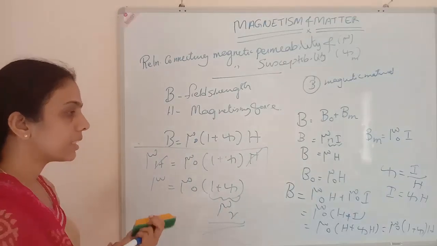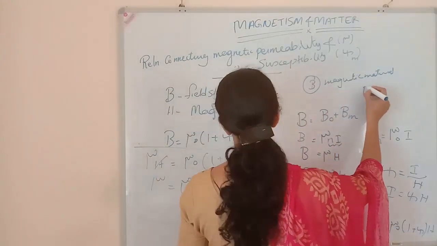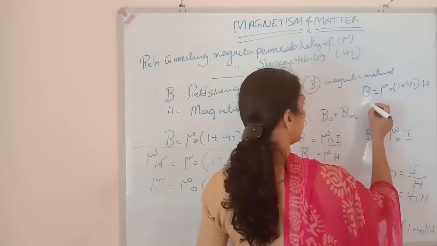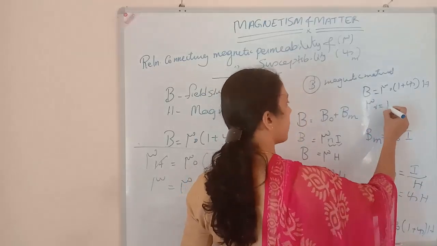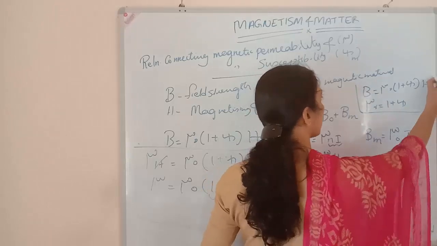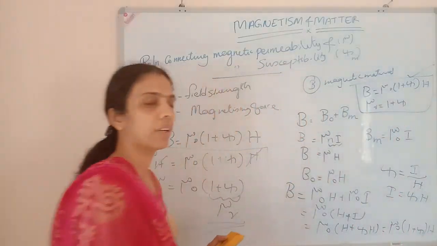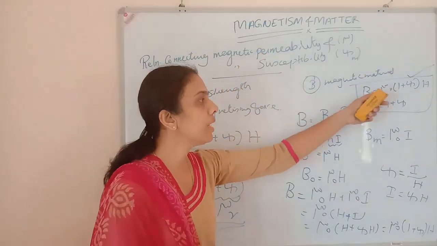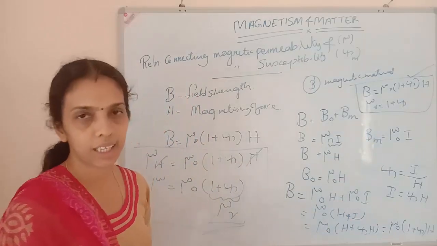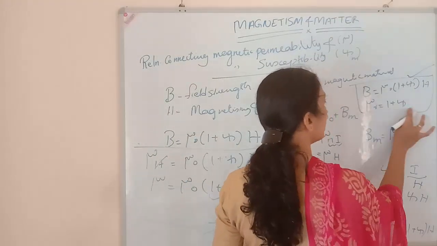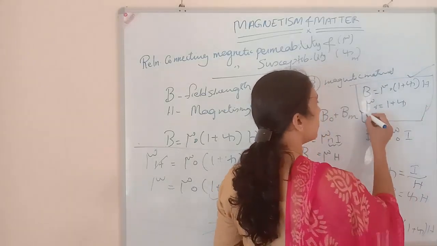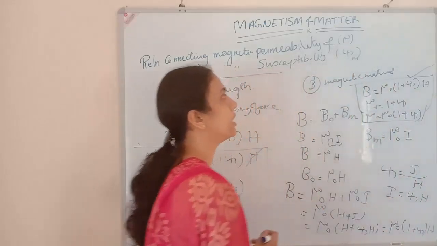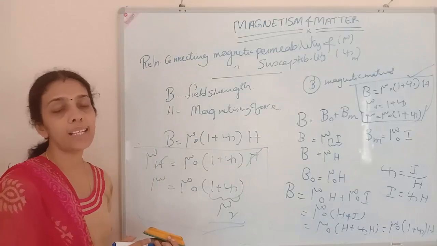So here we are getting the major equations: B equals mu 0 into 1 plus chi into H, and mu R equals 1 plus chi. These are the main equations which we are getting from this relation. So what is the relation connecting mu and chi? Mu equals mu 0 into 1 plus chi. That is the relation connecting mu and chi.